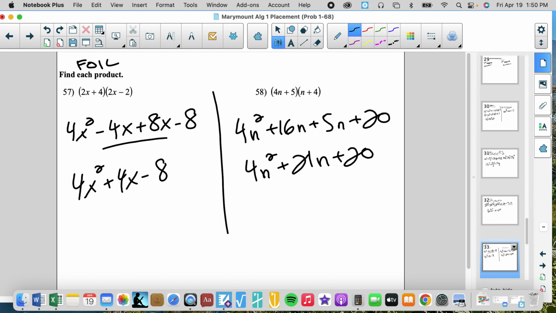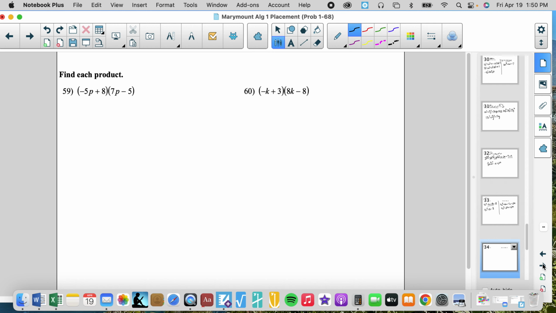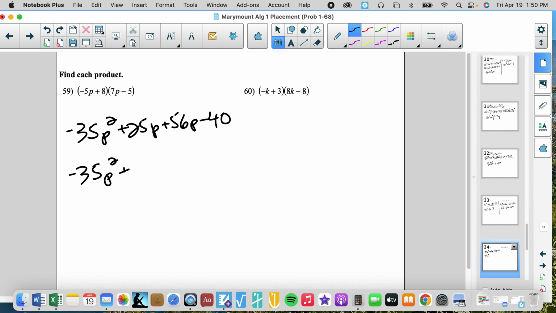We can do it. Even doing first, inner, outer, last, that's still pretty fast to be able to get the right answer. So to me, that's just easier. Negative 35p squared plus 25p plus 56p minus 40. Negative 35p squared plus 81p minus 40. That's 59.